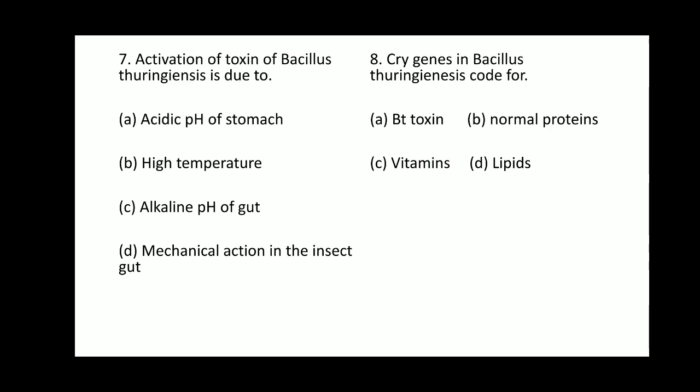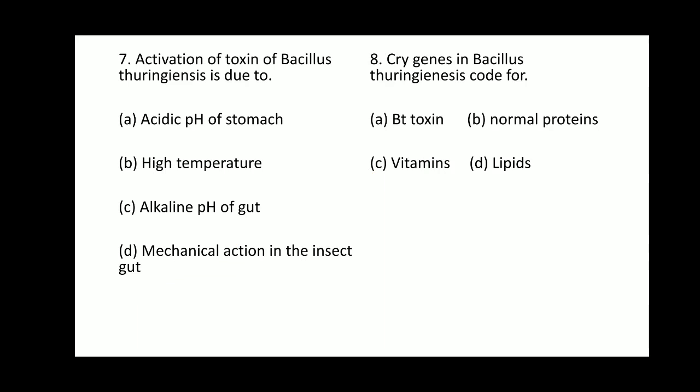Activation of toxin of Bacillus thuringiensis is due to option A, acidic pH of stomach, option B, high temperature, option C, alkaline pH of gut, option D, mechanical action in the insect gut. I repeat, activation of toxin of Bacillus thuringiensis is due to acidic pH of stomach, high temperature, alkaline pH of gut, mechanical action in the insect gut.